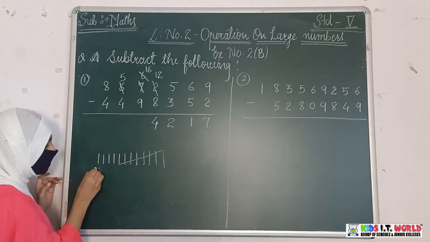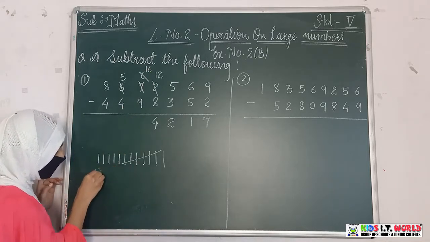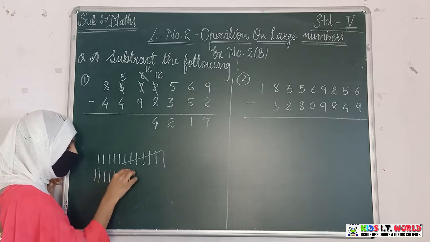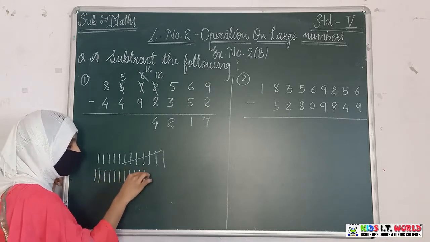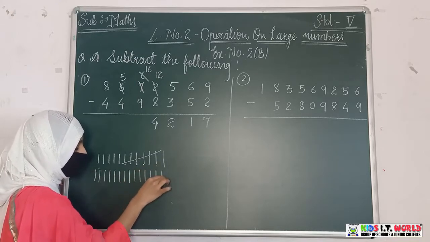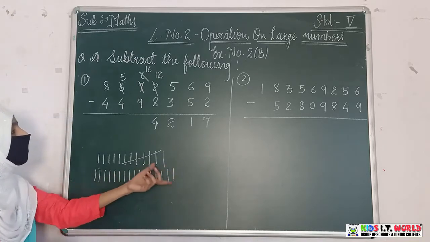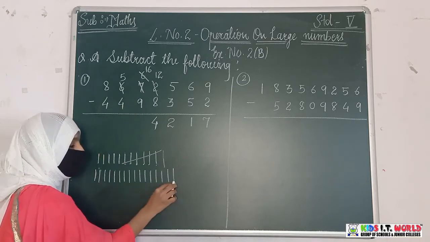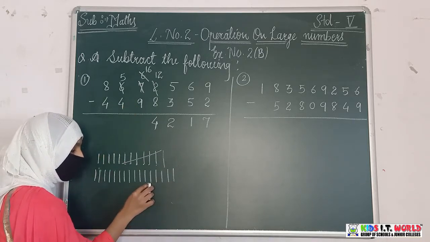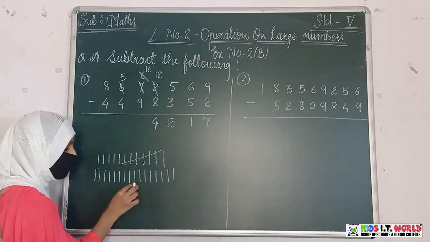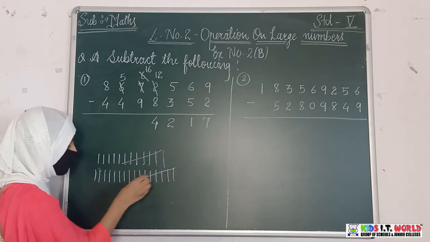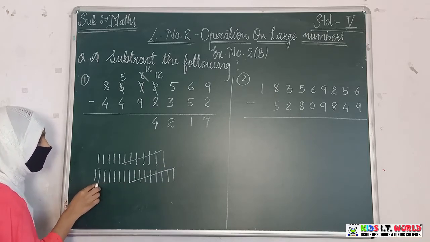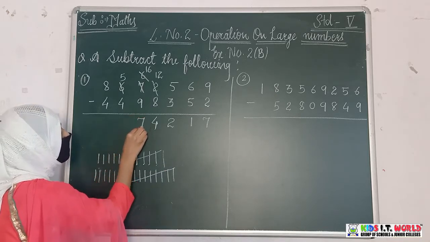Again draw the lines. 1, 2, 3, 4, 5, 6, 7, 8, 9, 10, 11, 12, 13, 14, 15, 16. Now subtract the 9 from 16. So we will cut out the 9 lines from here. 1, 2, 3, 4, 5, 6, 7, 8 and 9. So how many will remain here? 1, 2, 3, 4, 5, 6 and 7. So you will write 7 here.